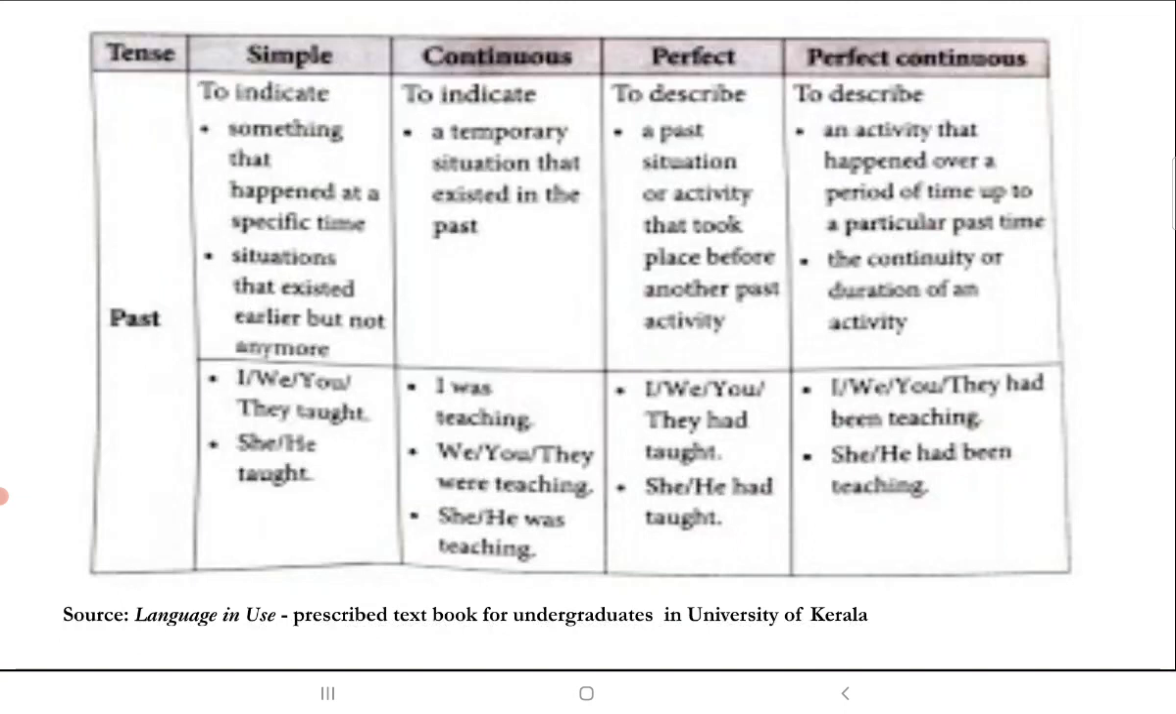Now past perfect continuous describes an activity that happened over a period of time up to a particular past time, or the continuity of duration of an activity. For example, I had been teaching, he had been teaching. It shows a time period where you or I spent a particular amount of time at some institution. I hope it is clear with the help of examples. They taught, I taught, I was teaching, I had taught, I had been teaching. Just look into one example, it will be clearer to you.